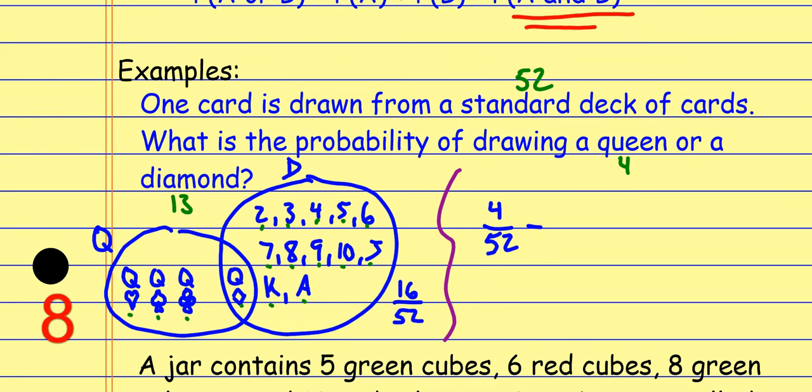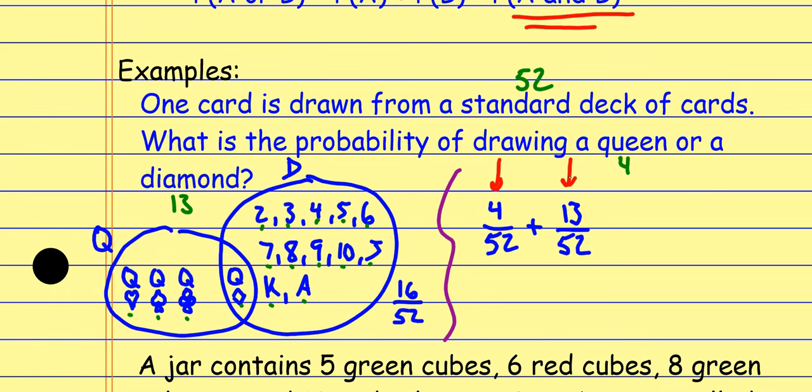Or means we add diamonds, there's 13 out of 52. And see, if I were to add these up right now, you see that it would give me 17 out of 52. And we already know it's only supposed to be 16 out of 52. It's because the queen of diamonds got counted twice. See, this 4 includes the queen of diamonds, but this 13 also includes the queen of diamonds.